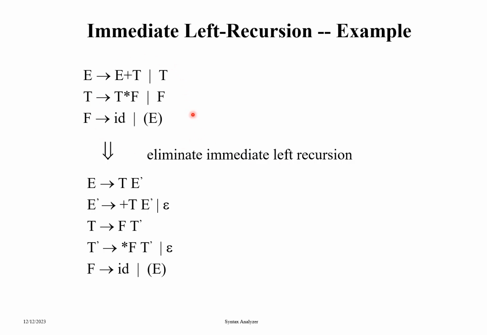This is an example. E produces E plus T bar T. So this E is left recursive, and I need to eliminate it. E produces T E dash, and this E dash produces plus T E dash bar epsilon. Similarly, T produces T asterisk F bar F, and this becomes T produces F T dash, and T dash produces asterisk F T dash bar epsilon. F produces ID bar open braces E close braces. Here there is no left recursion, so I can keep it the same.